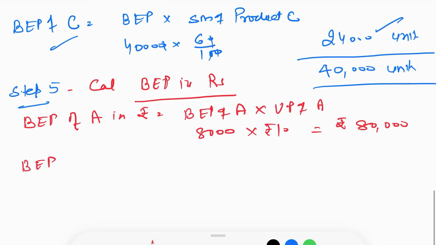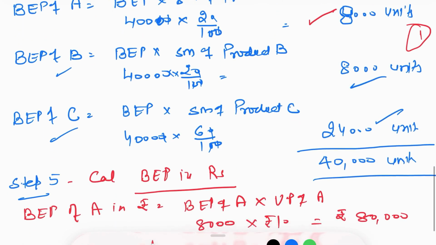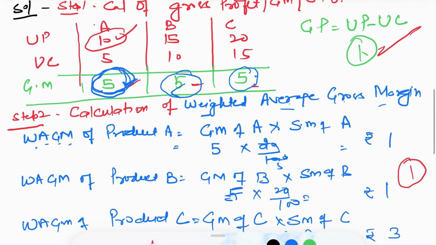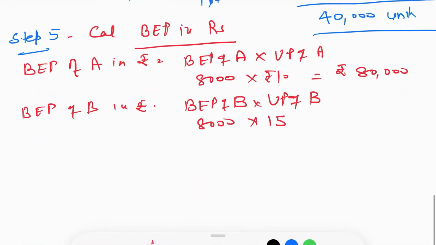Break-even point of B in rupees. So break-even point of B multiplied by unit price of B. The break-even point of B you calculated here was 8,000, and unit price of B is given in your question. Again it is 15, multiplied by 15 rupees. How much will you get? Rupees 1,20,000.